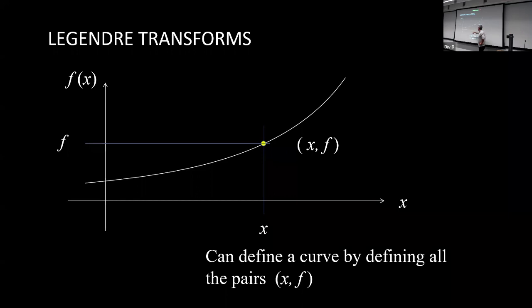If I give you a whole set of x's, I can then give you a whole set of f's, so we can plot them all. So there's a sort of correspondence between the x's and the f's. And so it's the set of all x's and f's that defines the curve.